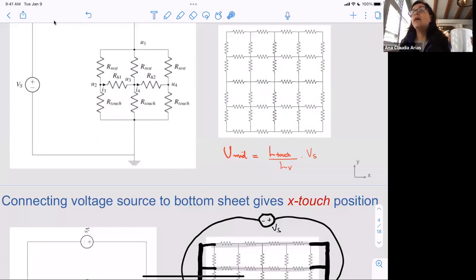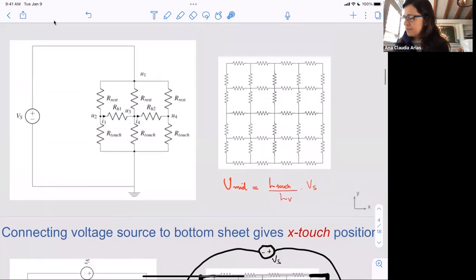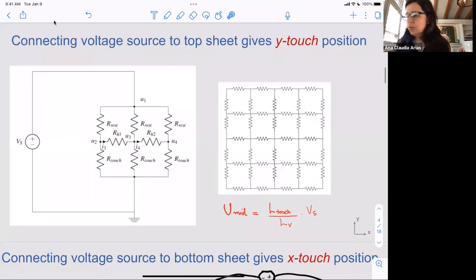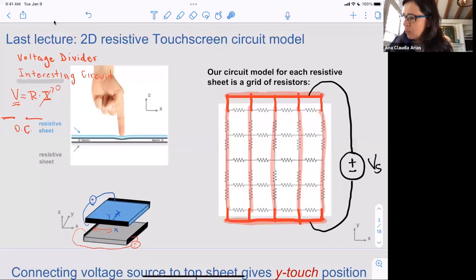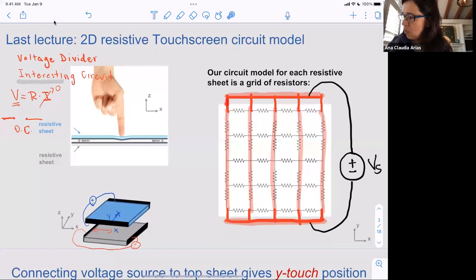How do we know RS and R_touch are the same? Actually, we don't. What we did was we just assumed, and this was done last class. Since this is a whole material, a conductive sheet, it's conductive everywhere, badly conductive, but conductive. That's why we just modeled it as resistors.